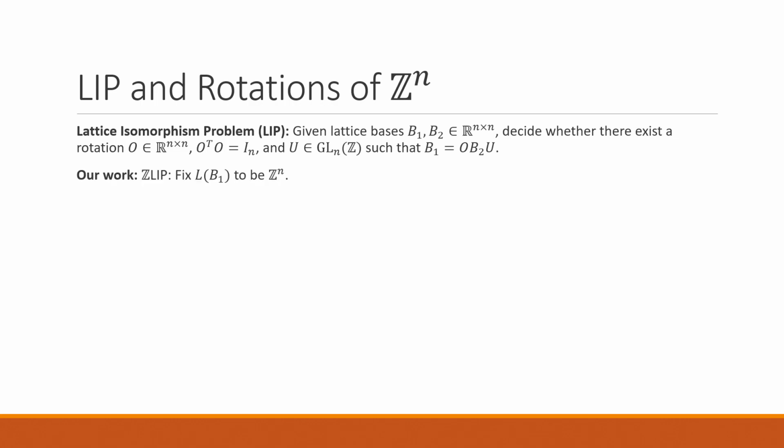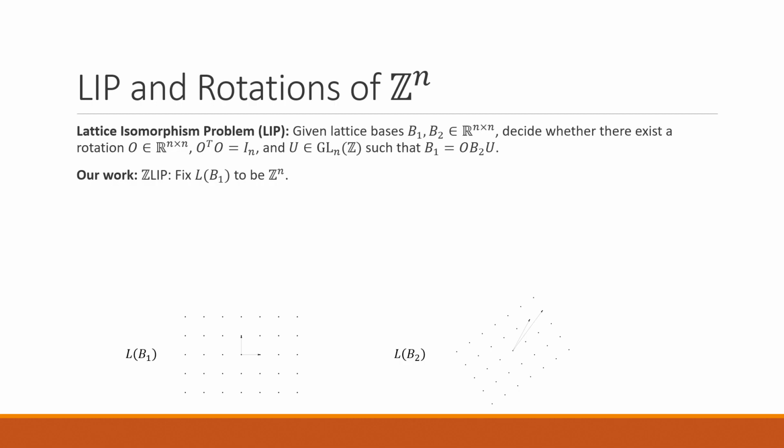In this work, we're going to consider a special case of this, which has received a lot of attention, particularly in the last couple of years. We fix the first lattice to be the simplest lattice imaginable, just the integer lattice Z^n. In other words, you can think of B1 as just being I_n, the n-dimensional identity matrix.